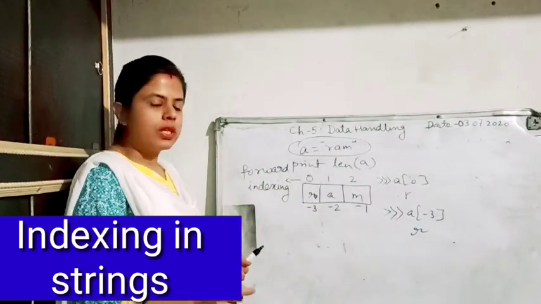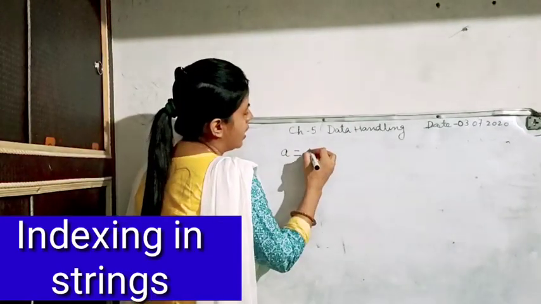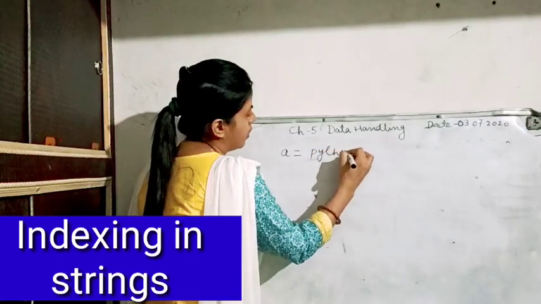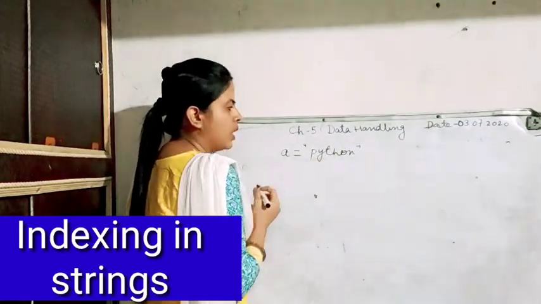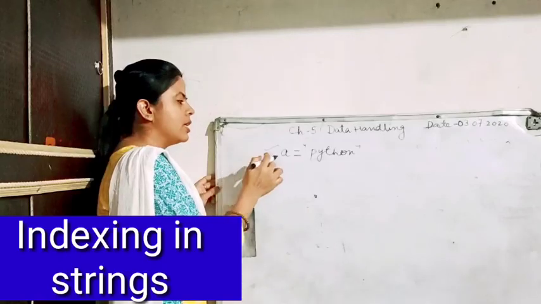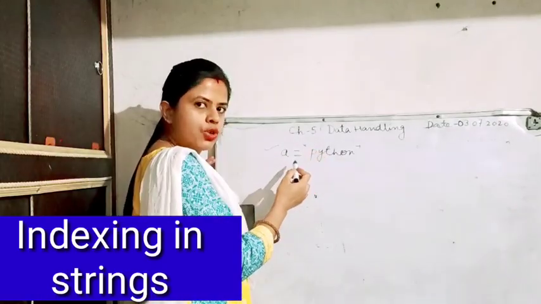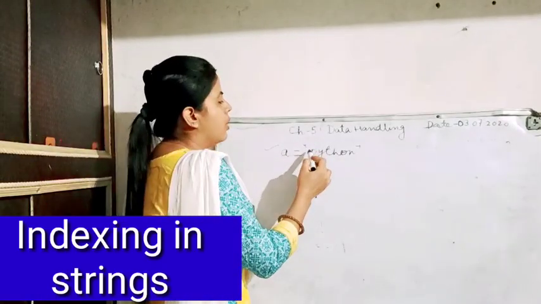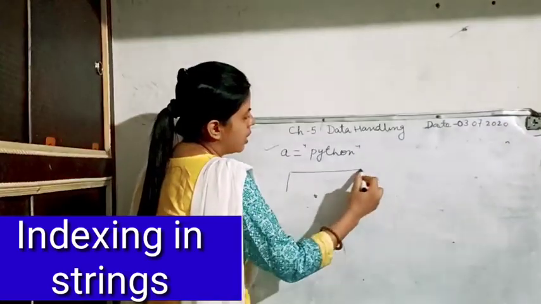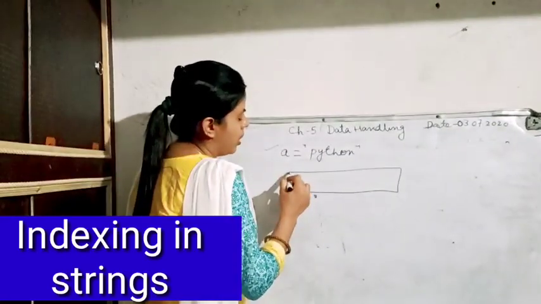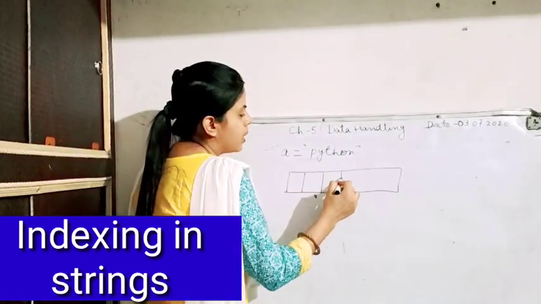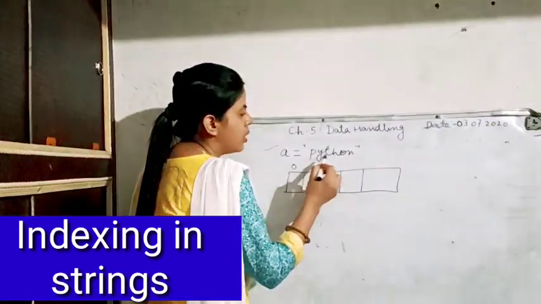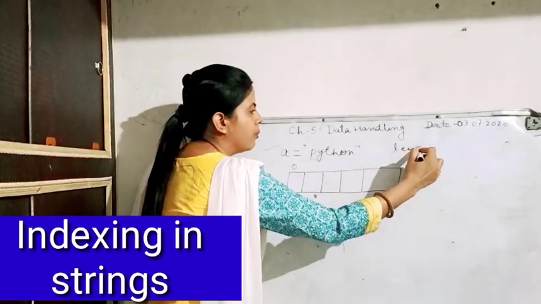I'll give you one more example. Suppose I have written here A is equal to Python. So this is a string I have, and this is a variable which is storing the string. Now when the variable is storing the string, it has created a space in the memory, and the indexing of that particular string will start from 0 till the length -1 position.